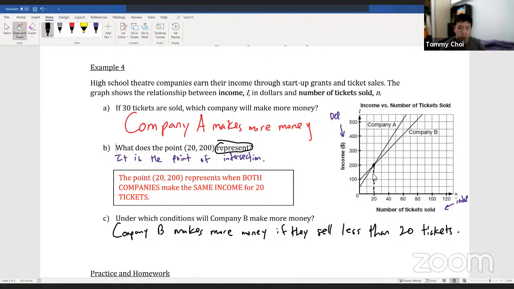So with that being said, this is the condition, right? Company B makes more money if they sell less than 20 tickets. That's the condition. They have to sell less than 20 to make more money. The moment they pass 20, they start making less money than company A. So that's the idea here.